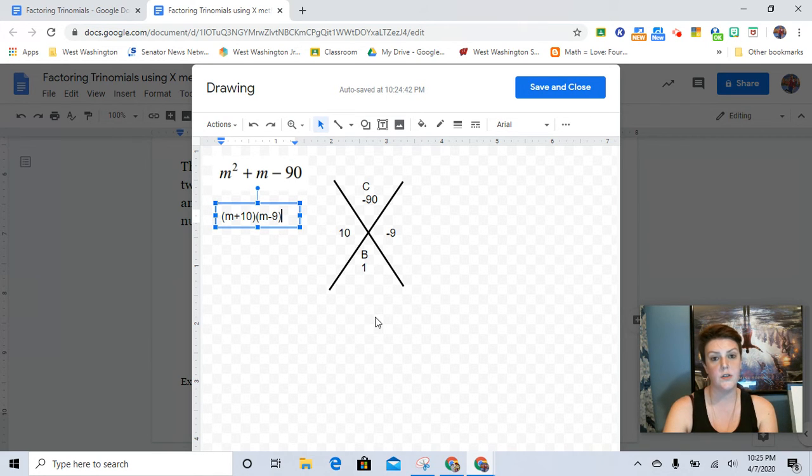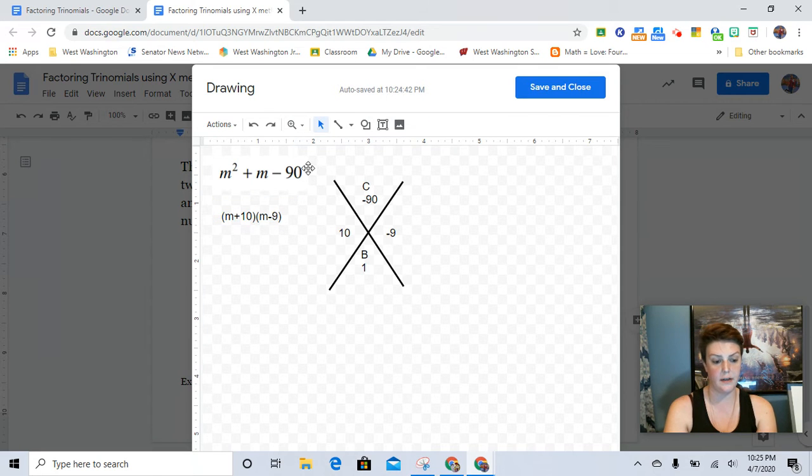So these are the two factors of this quadratic or trinomial expression. And that's what we do. We take our variable, same variable in each one of these binomials, there will be two. And then we take our numbers from the X or from the diamond puzzle or whatever you want to call it, and we put that in the same binomial parentheses. Okay, so that's our final answer right here.